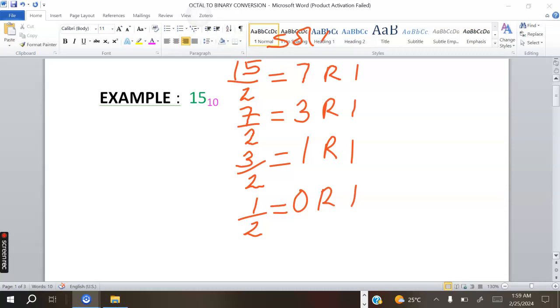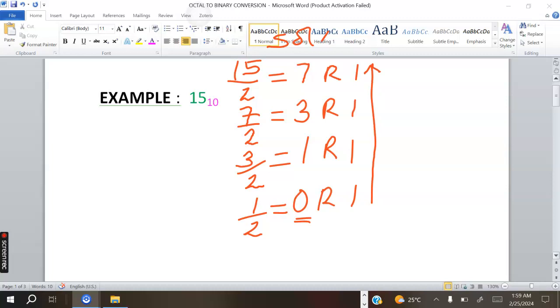After you get the quotient 0, the last part, this is the quotient, the one that I've highlighted. Now remember the rules: once the quotient is 0, you're supposed to read the remainders upward. R stands for the remainder. So I will draw another line going upward to elaborate how to go about it.